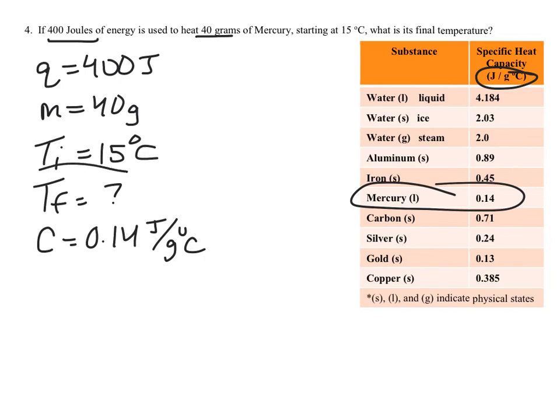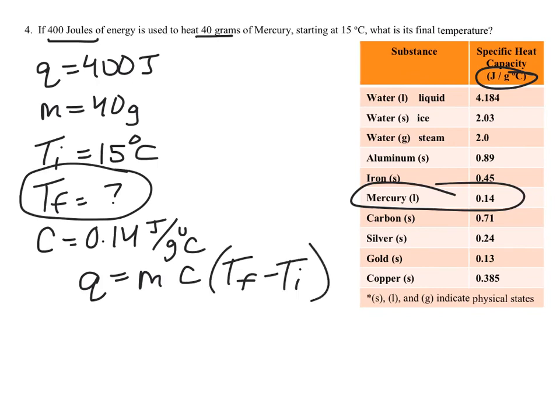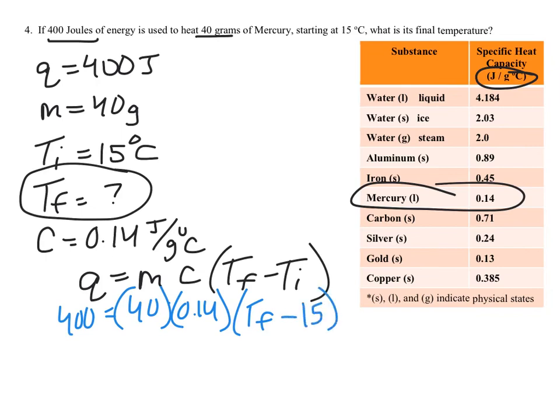All right, so I want to solve for final temperature. To do that, let's use our equation. Energy equals mass times specific heat times the change in temperature. So I think we can plug and chug right now to get our answer. I've got 400 for my heat and energy, 40 grams for my mass. For specific heat, I just looked that up off the chart. It's 0.14. Let me put these in parentheses. I like that better. Final temperature is right here. We don't know what that is, but we know we're subtracting 15. All right, perfect. Let's do some algebra to figure this out.